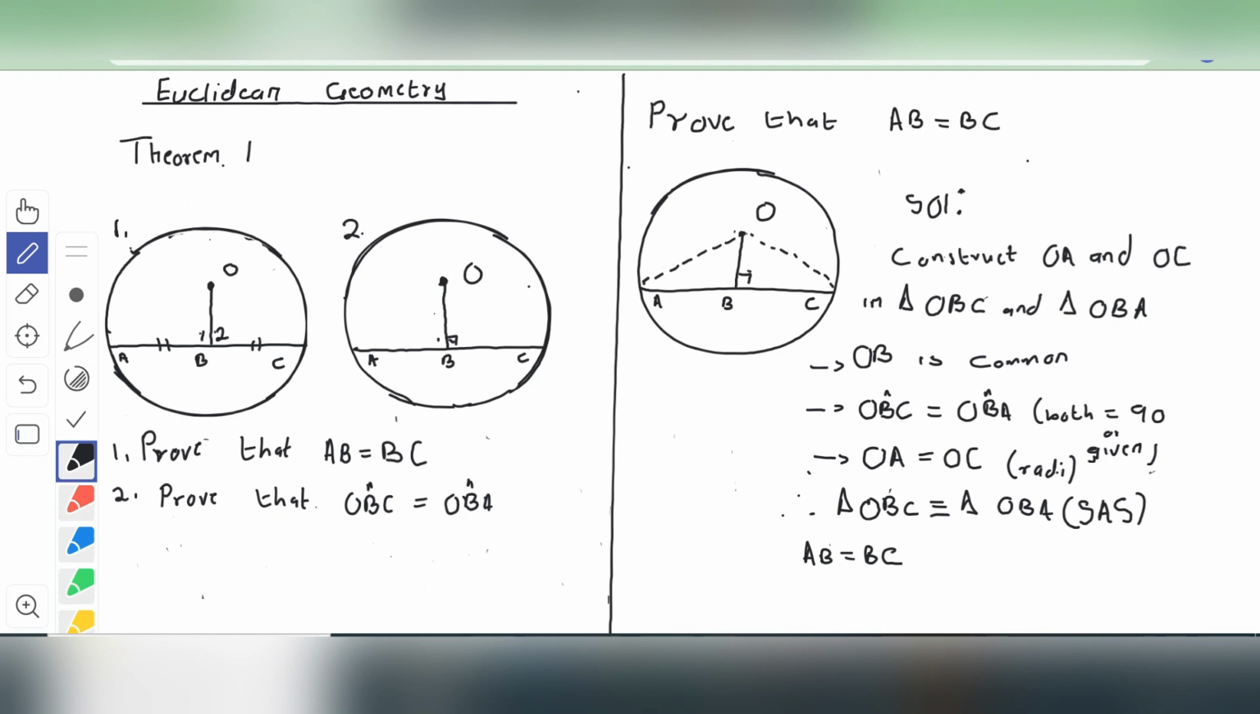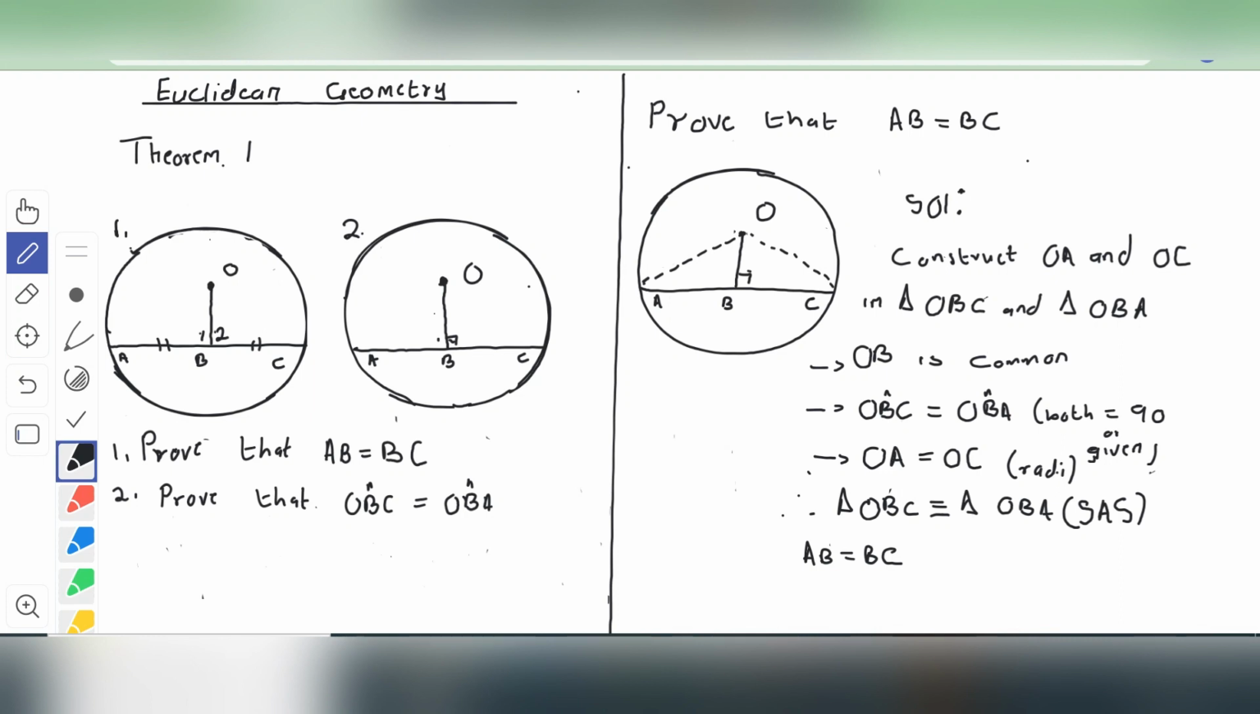So we saw that OP is common, that's what we wrote. And then we saw that angle OPC is equals to angle OPA, which are both equal to 90 degrees. And again we saw that OA is equals to OC because they are what? They are the radii. We proved three things. Then we concluded that triangle OPC is congruent to triangle OPA, the reason is side angle side. Therefore, AB is equals to what? BC.